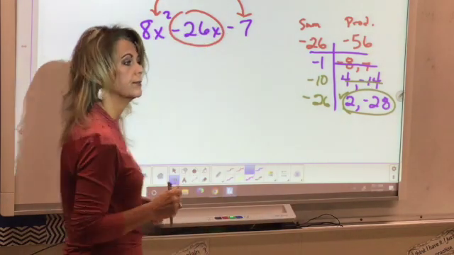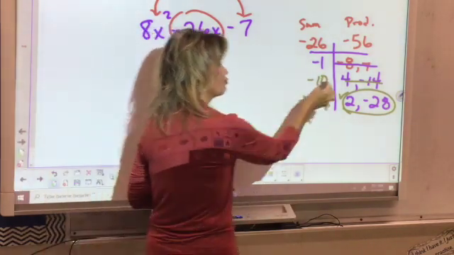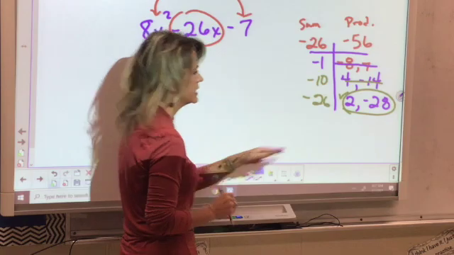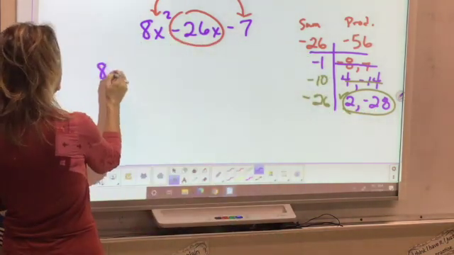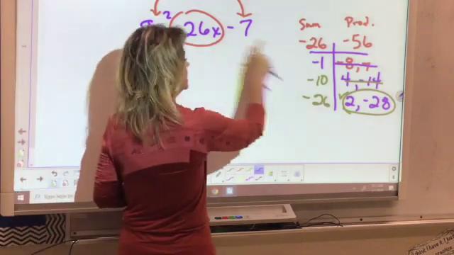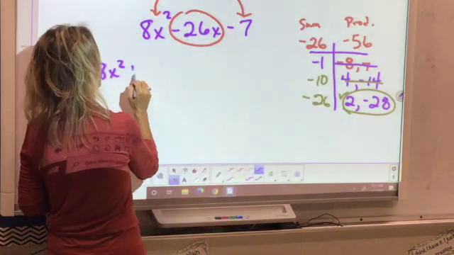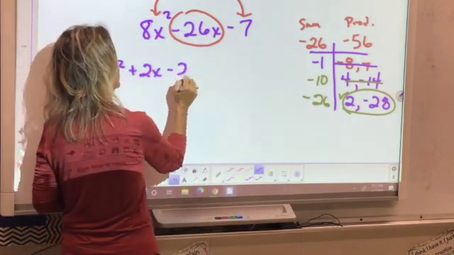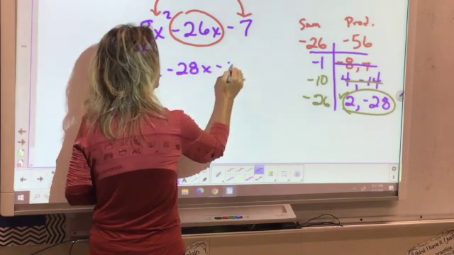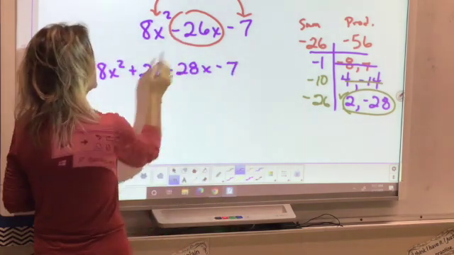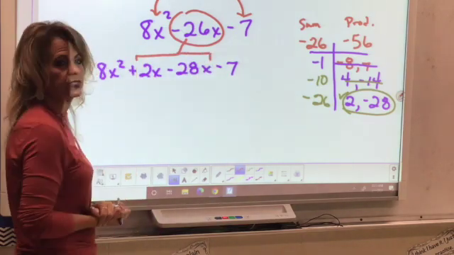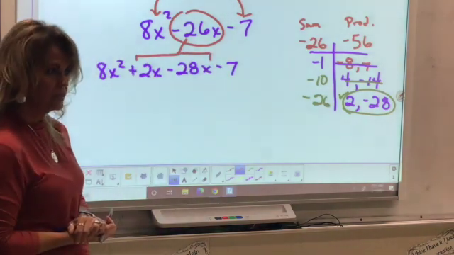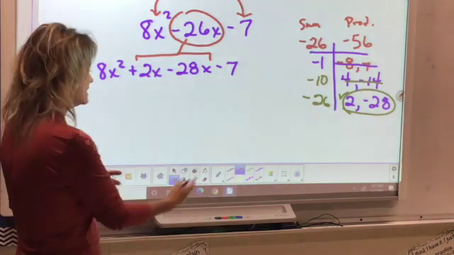So what we're going to do is replace that negative 26 with these two terms. I get 8x squared, and instead of using negative 26x, I'm going to use positive 2x and negative 28x, and a negative 7. So what I did was I replaced my negative 26x with those two things. We've done this before.